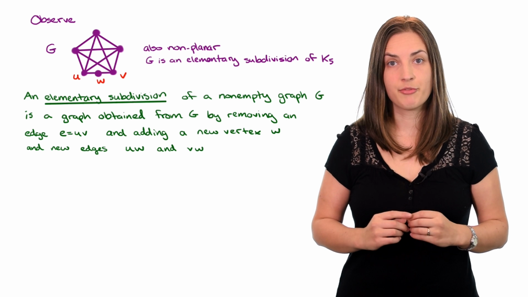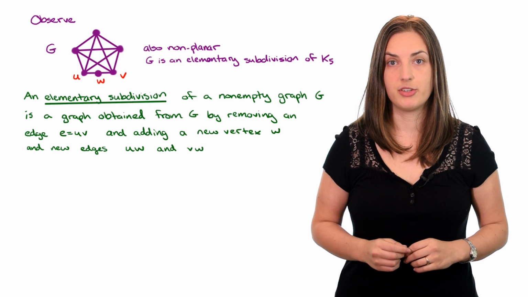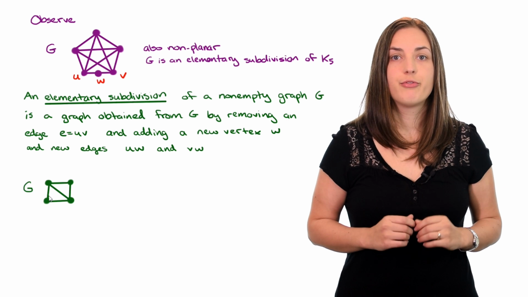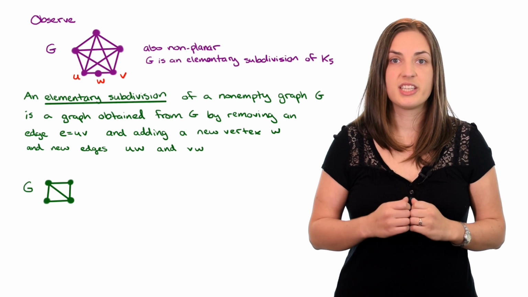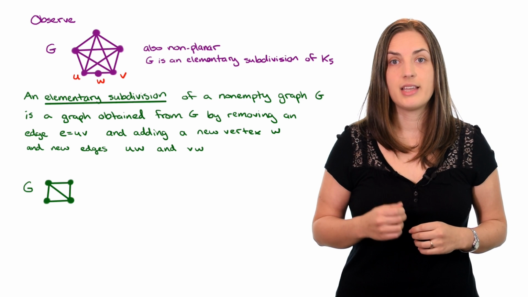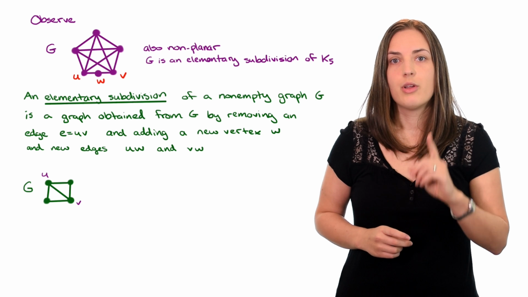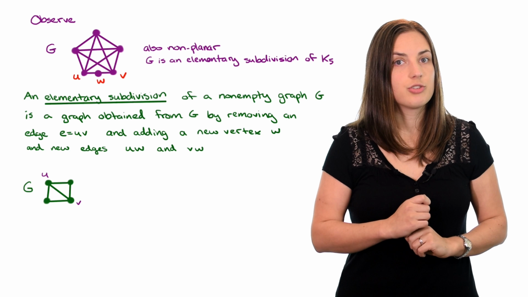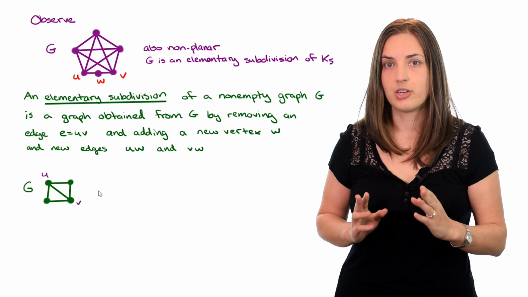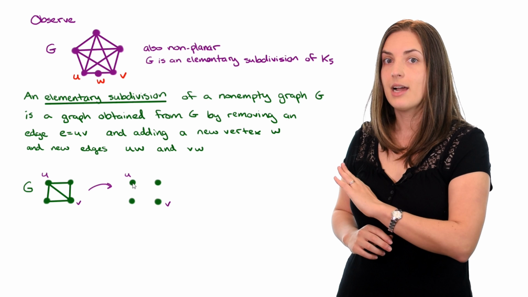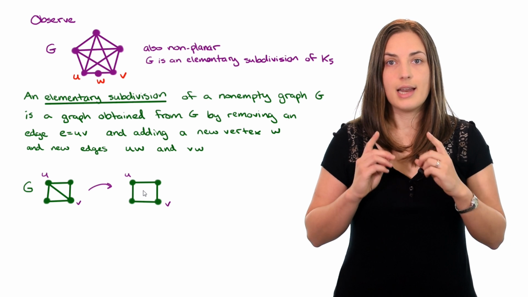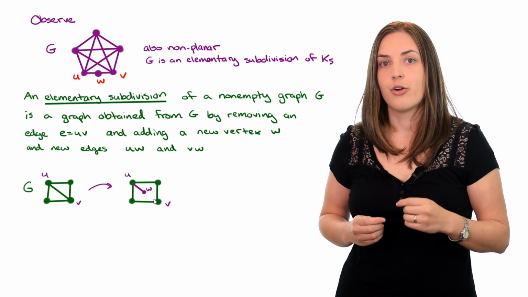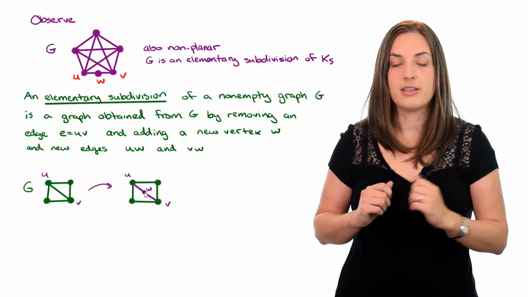To make sure that we're comfortable with the definition of an elementary subdivision, let's look at another example. Here I'll draw a graph G, which has only 4 vertices, and I'm going to choose a particular edge that I like. So I'm going to label its ends as u and v. Now, an elementary subdivision using that edge is going to say remove that edge and then put in a new vertex. So let's start. We'll redraw the graph, but now we have that edge removed. Now we put in a new vertex w and two new edges that go from u to w and also from v to w.